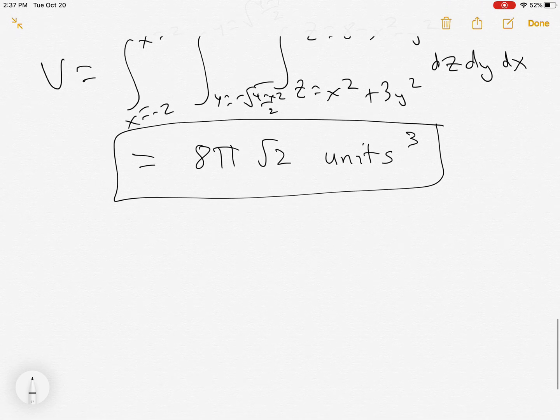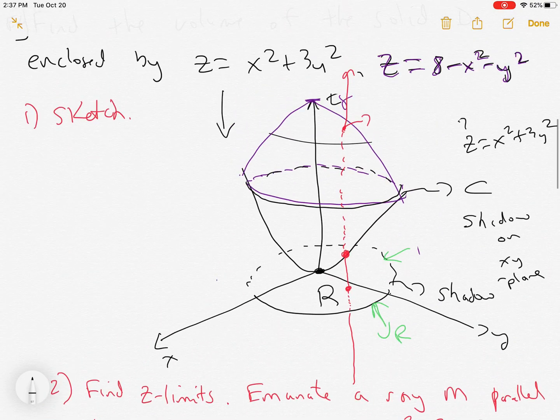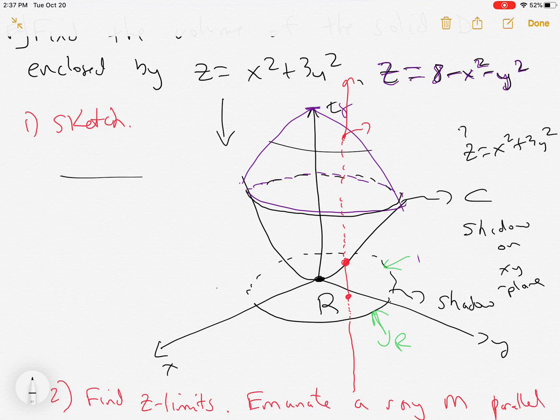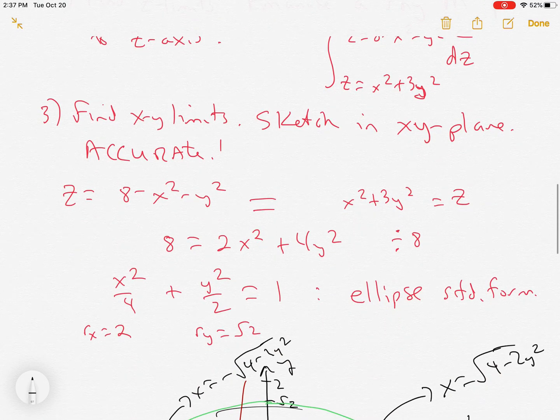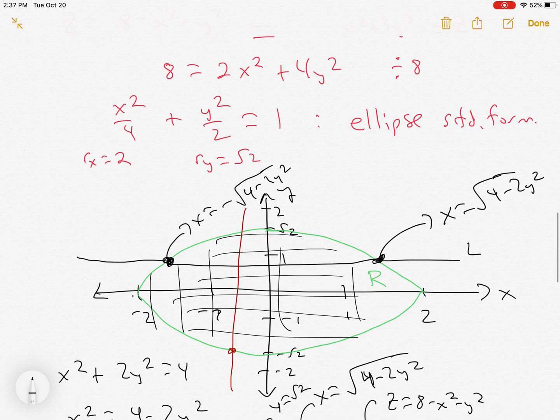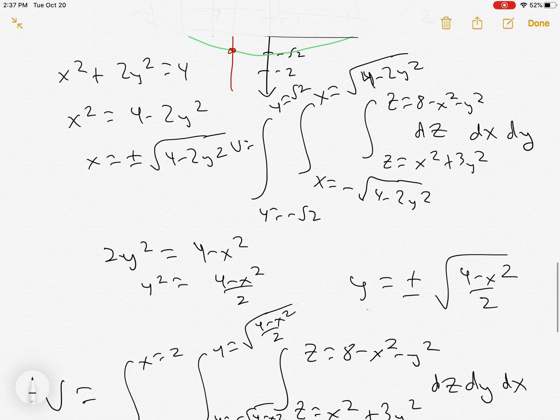But again, that's it. All you do is sketch the good picture along with your shadow. Find your z limits. Then draw another sketch in the xy plane, a good one. Find your x and y limits, just like before, and integrate. So no worries.